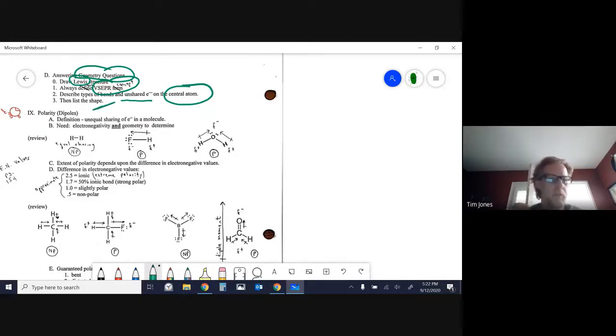Listing the shape can be useful as well when doing that. In this class, you won't often be asked what is the shape. You'll be told the shape, and you'll be asked, well, why is it this shape and not another shape? So if I go back to a classic example, you might be given something like NH3, and you might be told, well, we could do this with it, and we can do this with it.